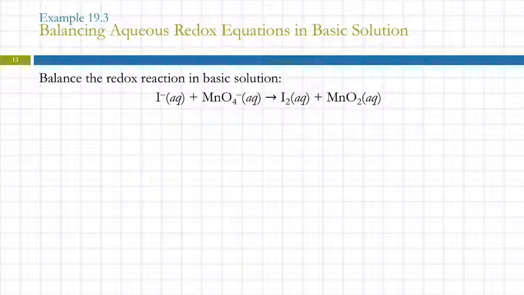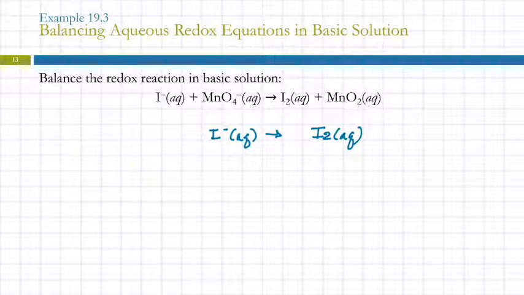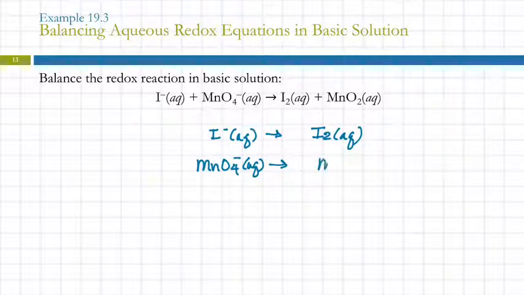So 2 half reactions, right? So I've got I minus aqueous, and that's going to the I2 aqueous. And I've got permanganate ion, and that's going to MnO2. I'm going to balance for mass. Here I have 1 iodine, and there I have 2. I'm going to put a coefficient of 2 in front of the I minus. So that one's balanced for mass.